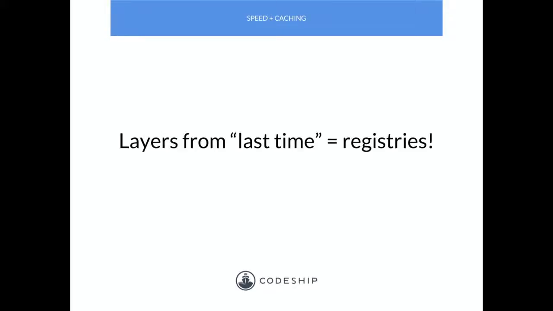So for layers from last time, Docker does this in a really natural way with registries. If you push your image up to a registry, it doesn't take that image, make one big blob of it, and send it to the registry. It takes all the layers that you use to create that image and sends all the layers to the registry as well. And when you pull it back down, that's why when you do a Docker pull, you see tons and tons of progress bars, because all the layers are coming back down at the same time. So registries are a really natural fit for doing your caching.